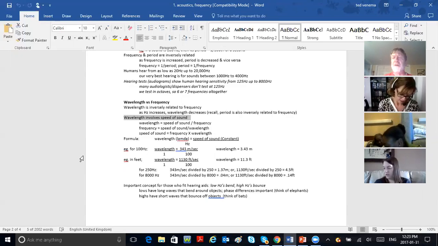What's a meter? A meter is about a yard. What's a yard? 36 inches. What's a meter? 39 inches. So a meter is about like a yard, close enough. And so sound goes about 340 yards per second, or about 1,130 feet per second. Got that? Good.